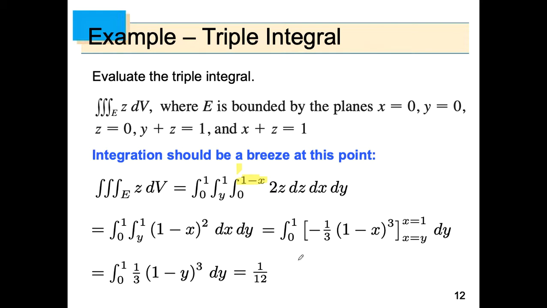So really the hardest part about this, once again, I cannot emphasize this enough, is not the integration, as you can see here. The integration is easy. It's the setting up of the limits that you're going to have to get really good at.